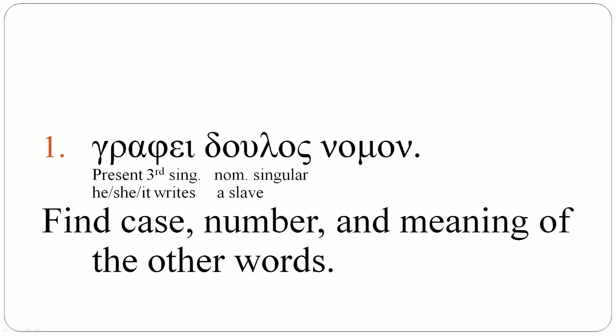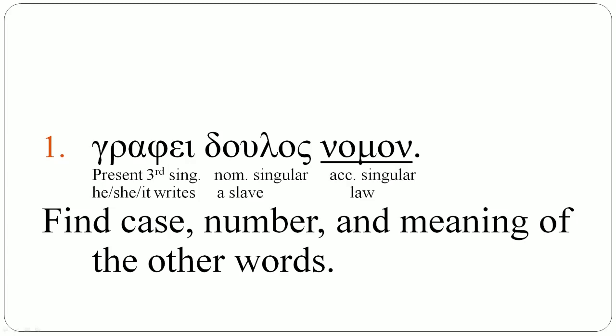All right, now find the case, number, and meaning of the other words. There's only one other word in this sentence. Like I said, these sentences are pretty simple. So this leftover word, let's do this one. Okay, case and number of namon. There are a few options, actually, depending on whether this is neuter or if it's masculine and feminine. Nomos is a masculine word, I believe. Nomos. It means law.